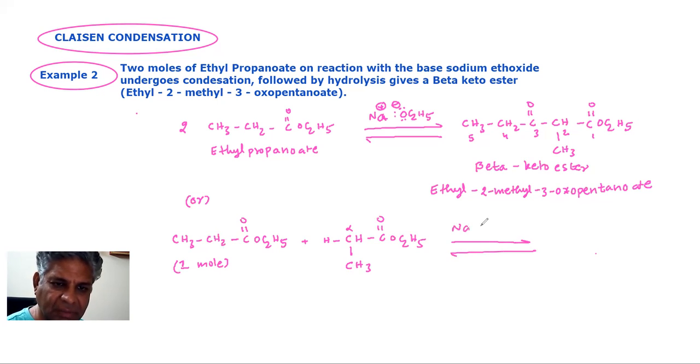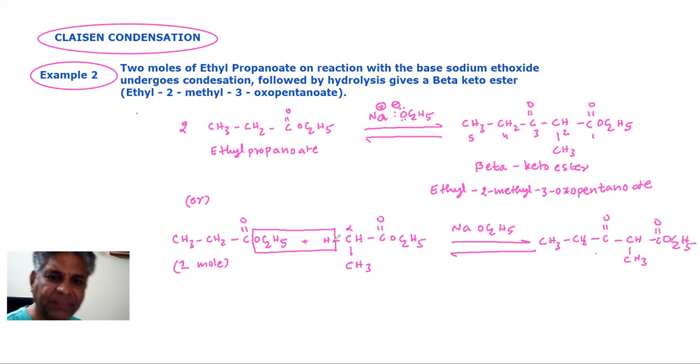Once you treat this with the sodium ethoxide as a base, it undergoes loss of ethanol. See here, simply remove this ethanol and then write down the product as it is. So this is your CH3CH2C double bond O, and then CH3 and then C double bond O, OC2H5. So this is how you can write down the reaction. You can write it in the examination like this or like this. Again, this is a beta ketoester.